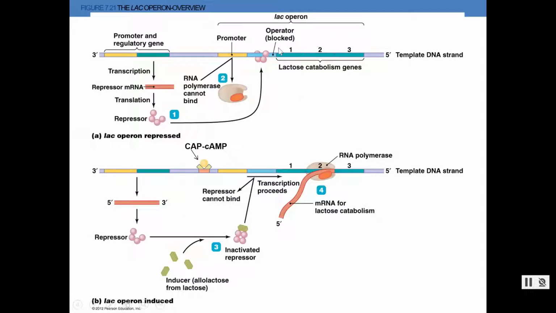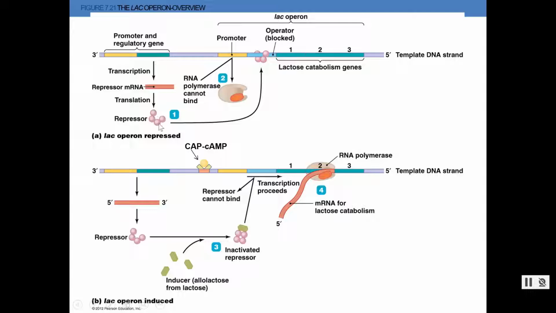So in this case, a prokaryotic cell has the lactose catabolism genes in an operon structure. They're blocked by a repressor. So here's my regulatory gene. Again, I always have a regulatory gene that's always transcribed and translated in an operon, and it makes a repressor protein. And this time, this repressor protein that is made fits in this operator region. It is an active repressor protein.